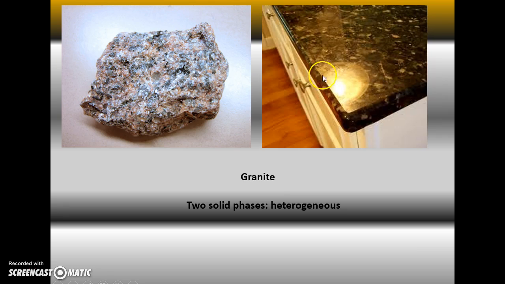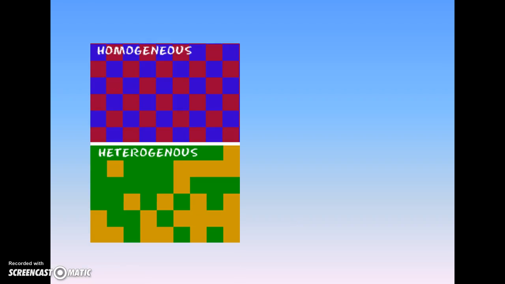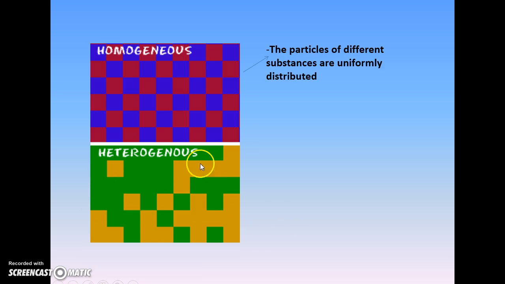Look at your granite counters. This is visibly two solid phases, which means heterogeneous. Here's a close-up of the molecules inside the different mixtures. In the homogeneous mixtures, the particles are aligned equally, whereas in the heterogeneous mixture, the particles are all spread out differently.